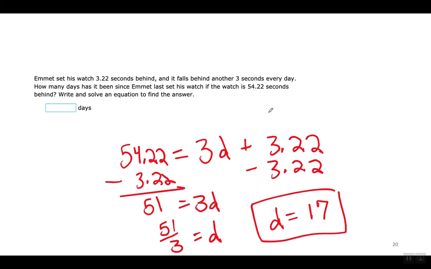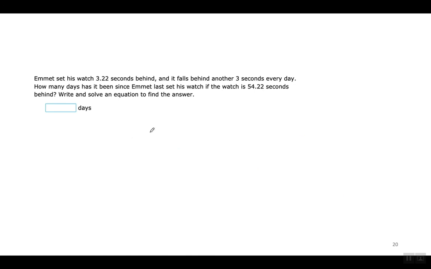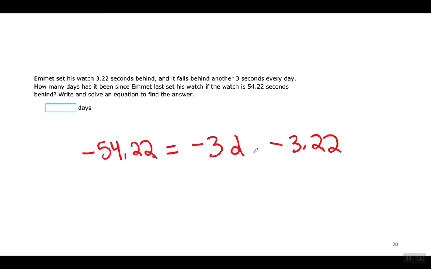Le voy a enseñar otra manera que lo pueden escribir o pensar del problema. Another way you could have thought about it, this is the way I thought about it. If it's 3.22 seconds behind, and every day it's going to fall 3 more seconds behind, how many days have passed if in total his watch is 54.22 seconds behind? If you write it like that, you still get the same answer. All right, that's how I did it. That's how it made more sense to me. Si lo escriben de esta forma, todavía cogen la misma respuesta.